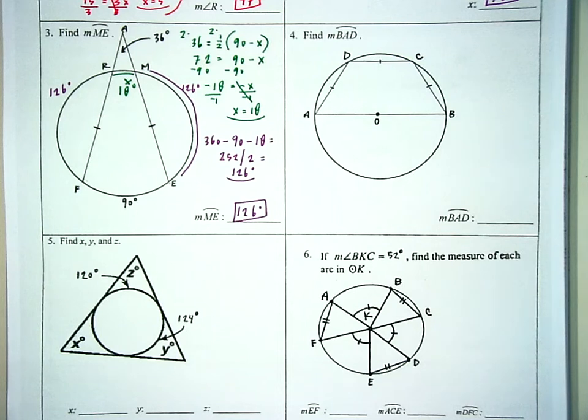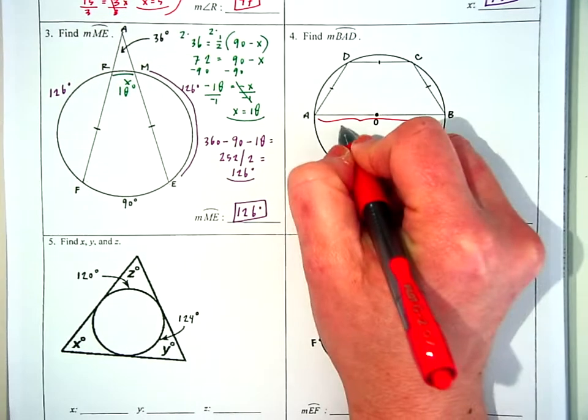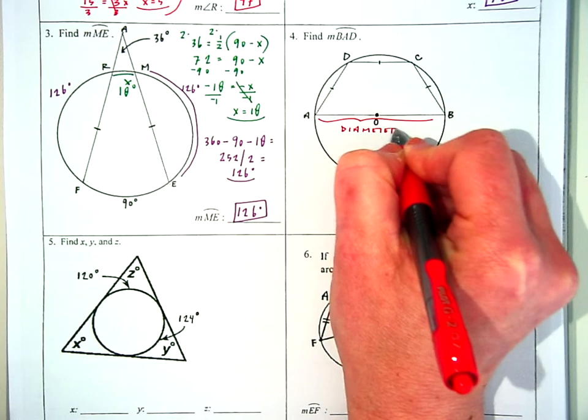All right, next up, find the measure of arc BAD. So I'm using a 3-letter notation. That means we're talking about a major arc or a semicircle. Okay, at the very start of the problem, we were finding the indicated variable, angle, arc, or segment length in circle O. So if O is the center of the circle, then we should know that this segment right here is a diameter.